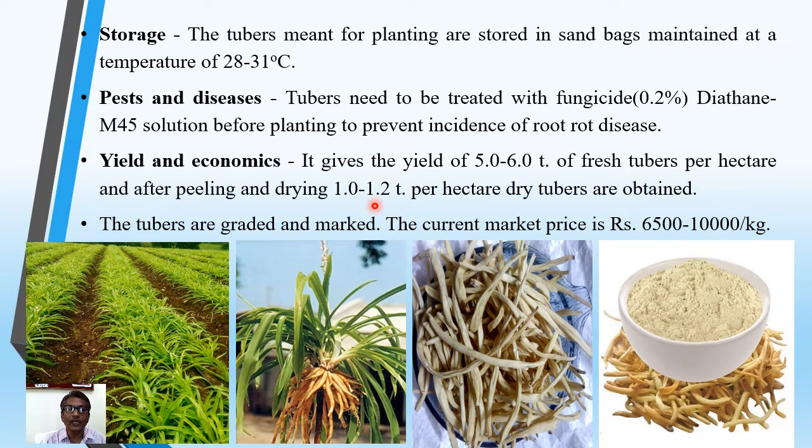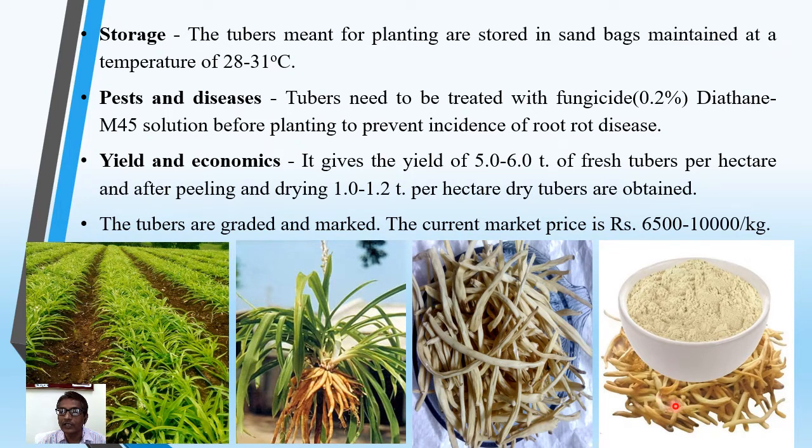The tubers are graded and marked. The current market price is 6,500 to 10,000 per kg. Now see, this is the beautiful slide showing you the cultivation practices of this chlorophytum. This is the single uprooted plant, and towards its lower side, see, these are the tuberous roots or the fingers. These are the separated and dried fingers, and this is the product.